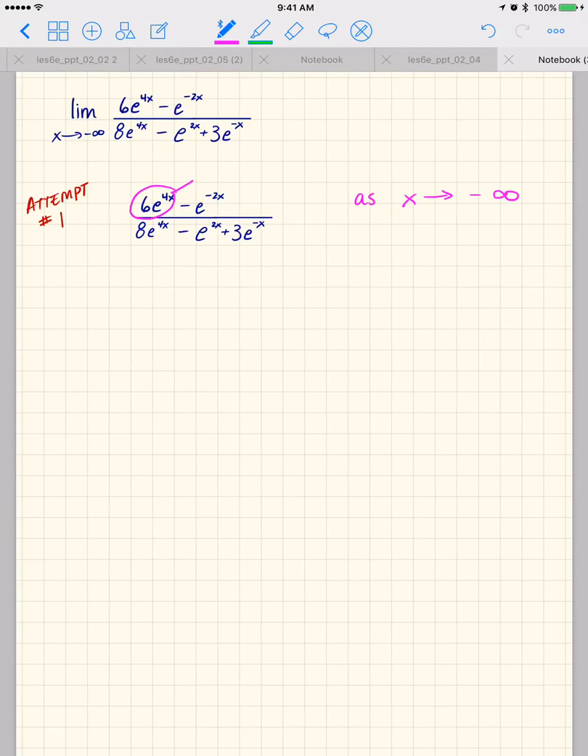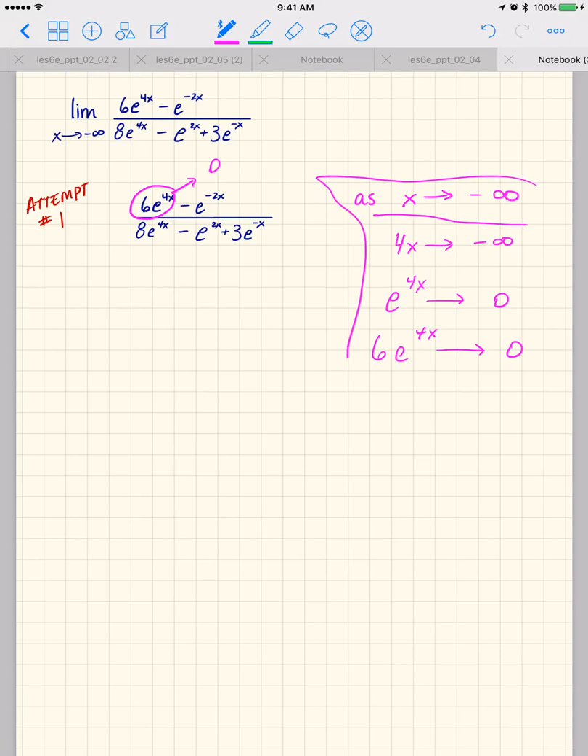this is going to go to 0, right? So as x goes to negative infinity, 4x goes to negative infinity. So e to the 4x is going to go to 0. So 6 times e to the 4x is going to go to 0. Okay, so all of this went into explaining this arrow here. Okay.